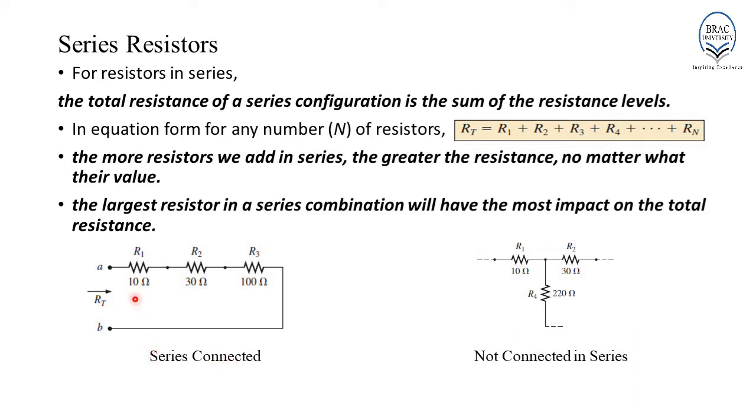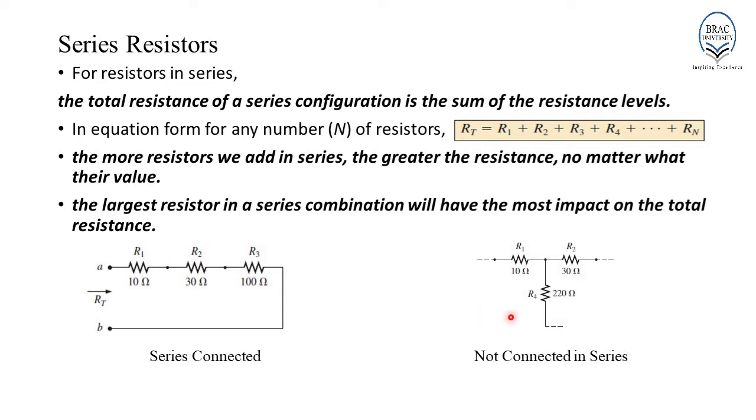For example, if you consider this configuration, R1 has one common node or connection with R2, and R2 has another node with R3. Thus, R1 is in series with R2, and R2 is in series with R3. So, the total resistance RT will be R1 plus R2 plus R3, which is equal to 140 ohm.